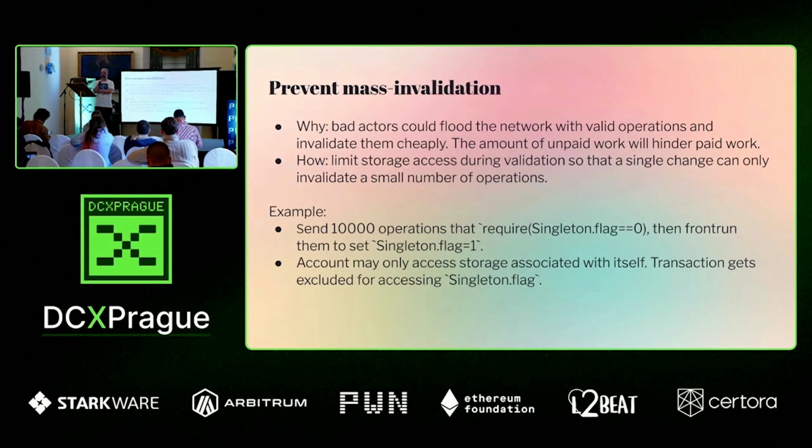So to prevent that, we needed to enforce certain storage rules. During validation, the account can access its own storage or storage associated with its address, such as a mapping of this address in other contracts, but it cannot access anything associated with other accounts. So this means that in order to invalidate n transactions, you need to actually write on chain to n slots, and that's extremely expensive. So this attack doesn't scale.